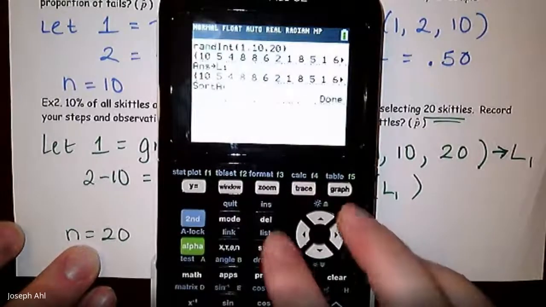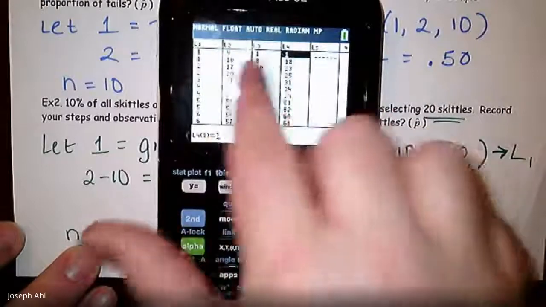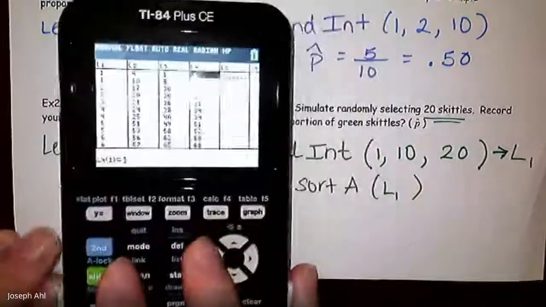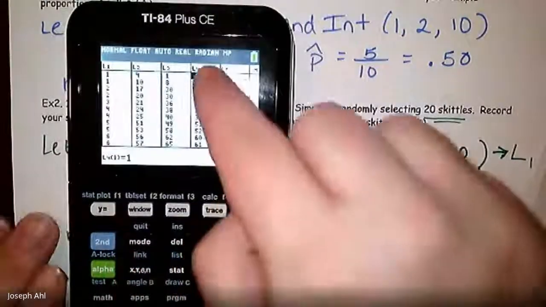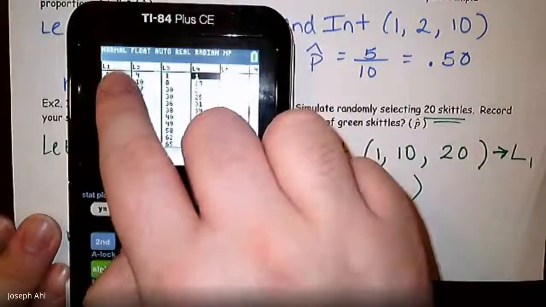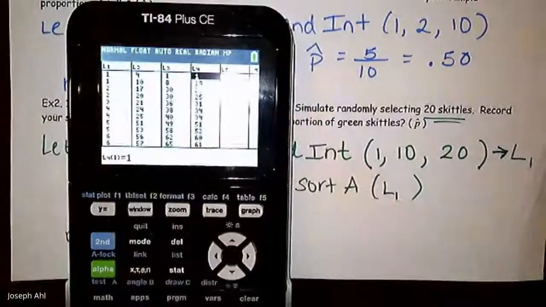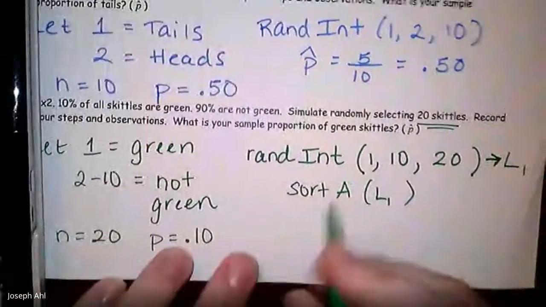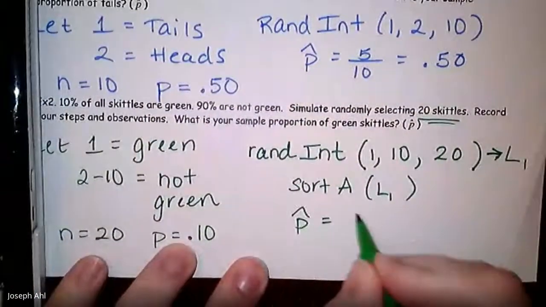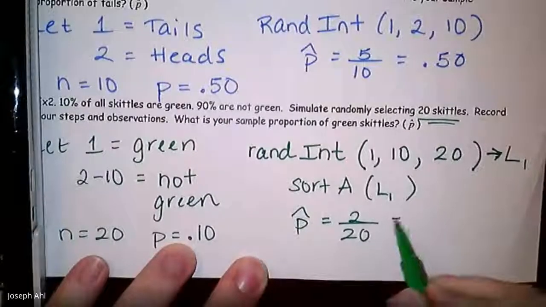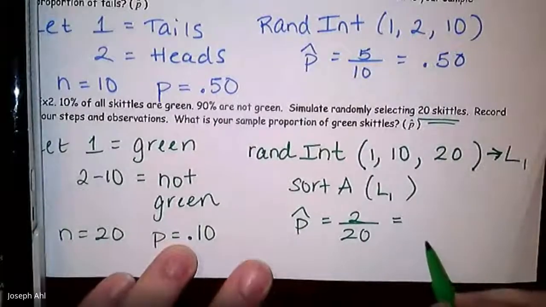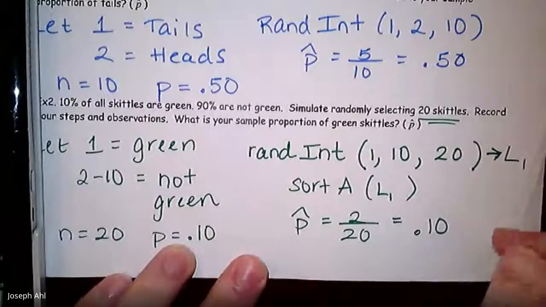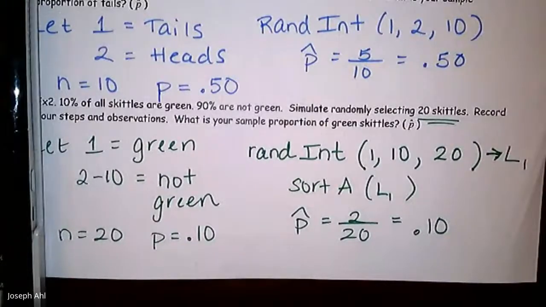Okay, and then if I go to stat edit, I have all this other data from before. I'll remind you how to clear that out. But how many number 1s did I get? In list 1, just the first 2 are the number 1. So I wound up getting my p hat was 2 out of 20, okay, which happens to be the population characteristic of 0.10. When I did this earlier, I got 3 out of 20.